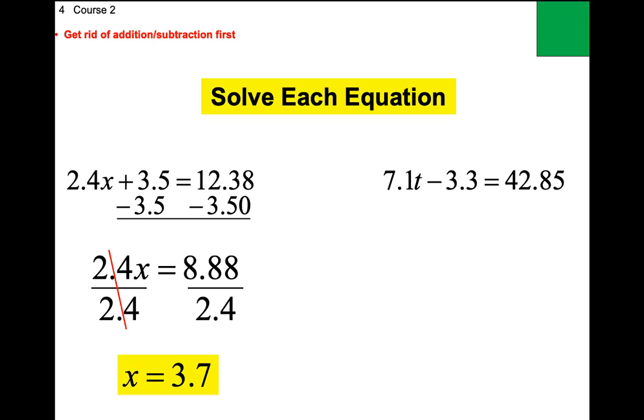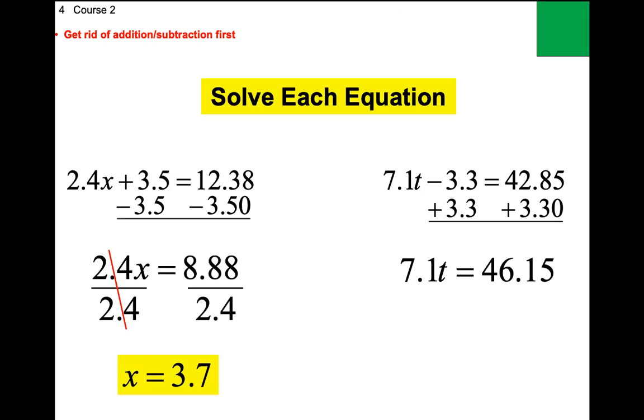All right. Next one looks like we're adding 3.3 instead of subtracting. We're going to add 3.3. Once again, I purposely made these require you to line up decimal places. That's going to give me 46 and 1500ths. Doesn't look like they're divisible, but I made them nice and friendly. They are divisible, so we do the long division there. We get a final answer of 6.5.